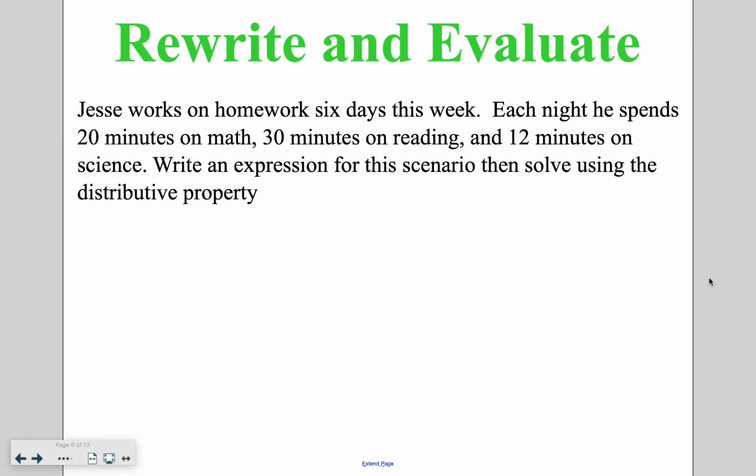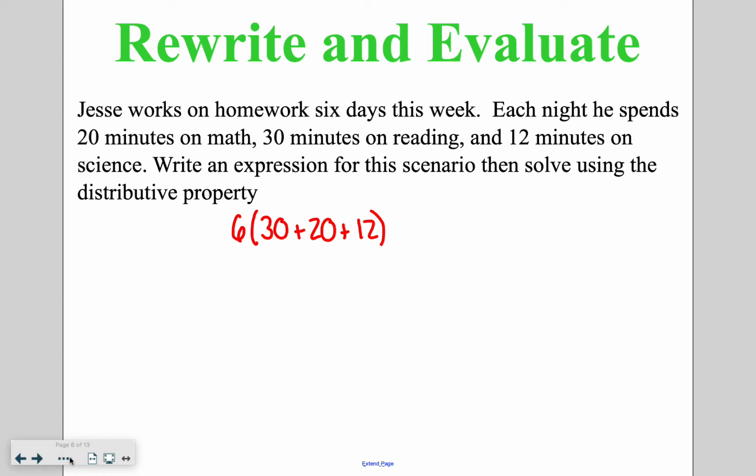Now we have a word problem. Jesse works on homework 6 days this week. Each night he spends 20 minutes on math, 30 minutes on reading, and 12 minutes on science. Write an expression for this scenario, then solve using the distributive property. The first direction is to write an expression. So I have 6 days, and each day I am doing 30 minutes of reading, 20 minutes of math, and 12 minutes on science. So that's my written expression.